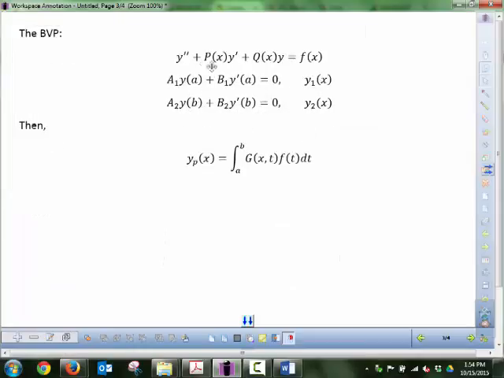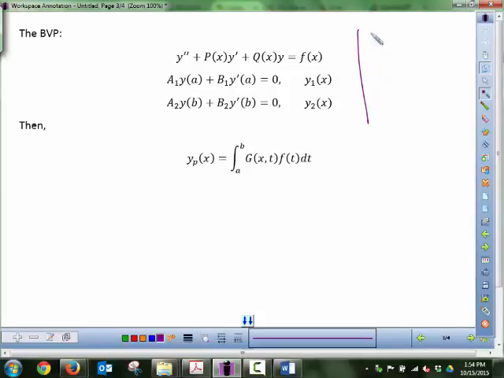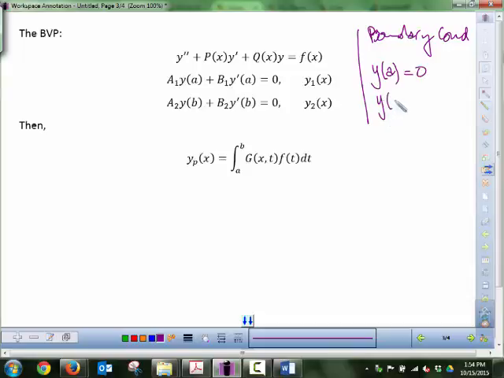So for the boundary value problem, you have the same sort of differential equation, except instead of initial conditions, you have boundary conditions. Your boundary conditions are y of some first boundary is equal to 0, and then y of a second boundary is equal to 0. And instead of having the same x value for your initial condition, for the boundary conditions we have different x values.